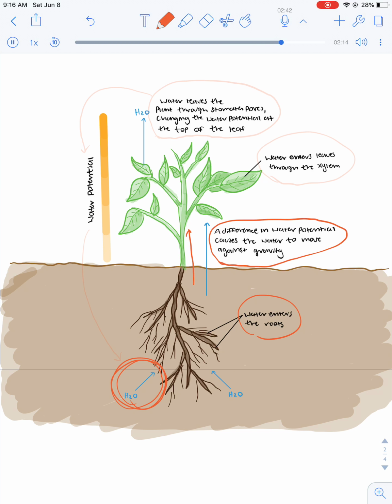Water will enter the leaves through the xylem tissue that we looked at, and eventually some of the water will move out of the pores of the plant into the air, and this will then change the concentration of water in the upper area of the plant, thus creating a difference in water potential throughout the whole plant. This difference in water potential then drags more water up from the roots to the rest of the plant.